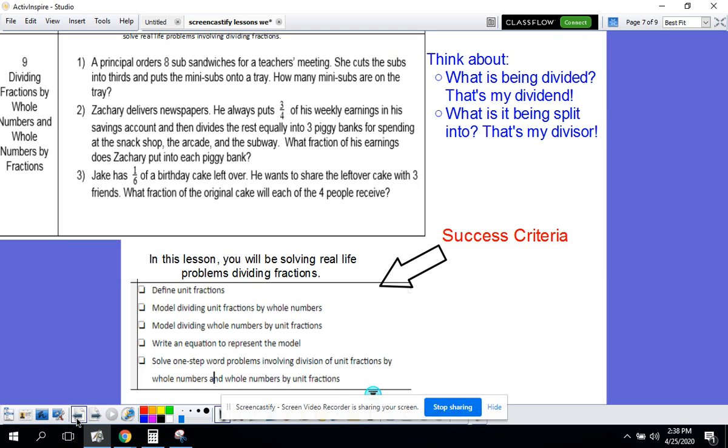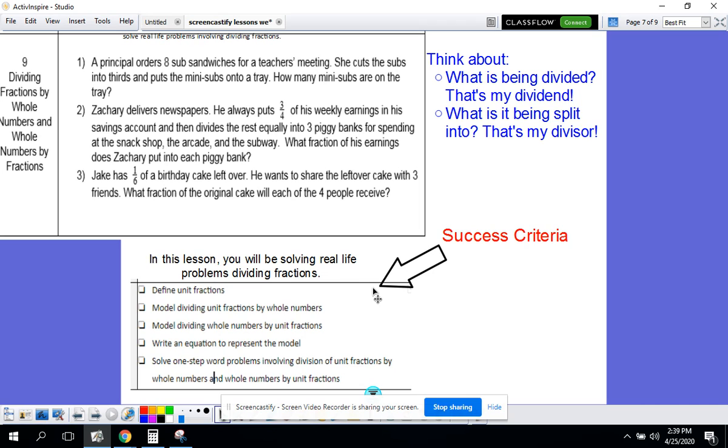Hey there, friends. So today we are working on dividing fractions by whole numbers or whole numbers by fractions. I have put a couple of things for you to think about before you start approaching these three problems. We have done problems like this in class, so this really should be just a review for you, but it probably has been a while. So I have put the success criteria chart here, so we'll read through that.